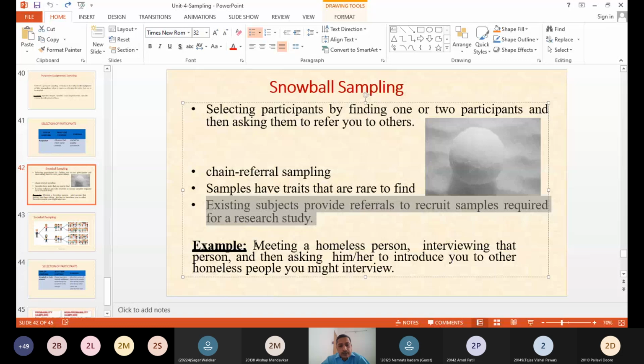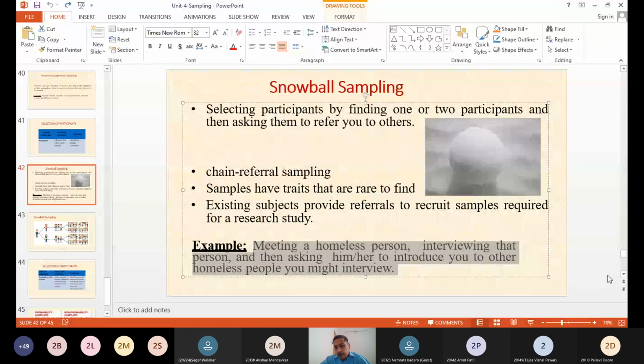One more example we can see here: meeting a homeless person. The population of homeless people is not known, so it is a rare characteristic. If a researcher intends to conduct a study based on homeless people, then this technique of snowball sampling can be used. He may interview one person whom he finds, and then take references from that person, so that he can contact other people similar to that person.